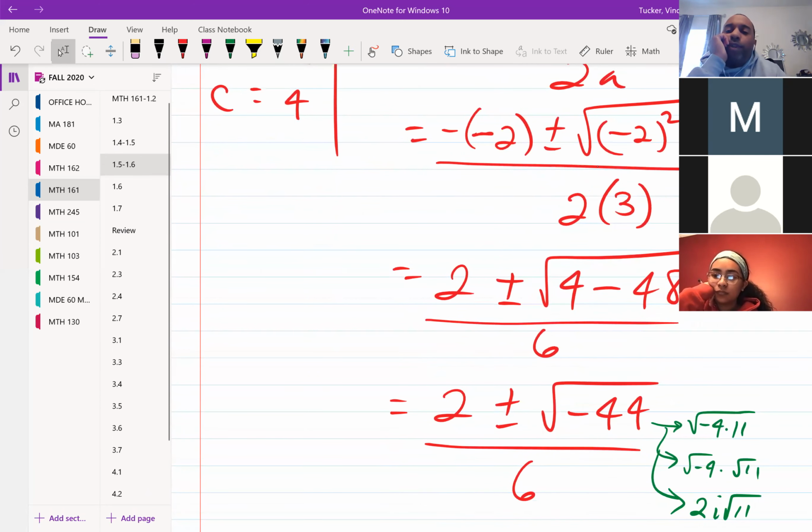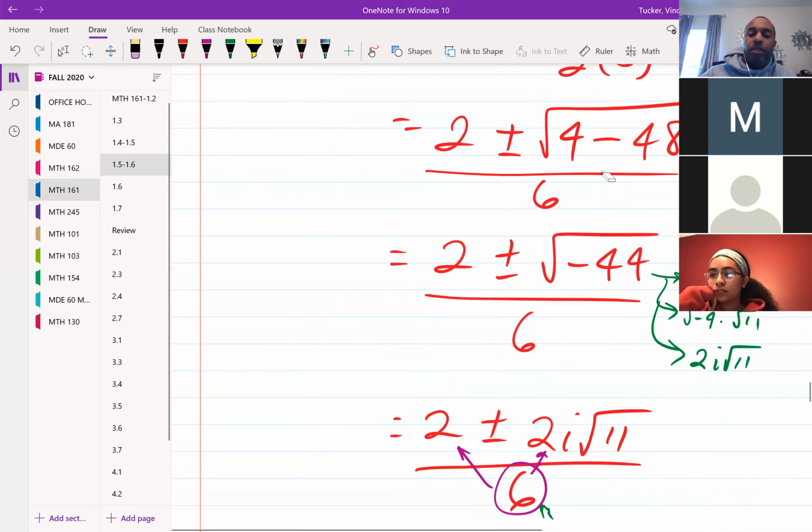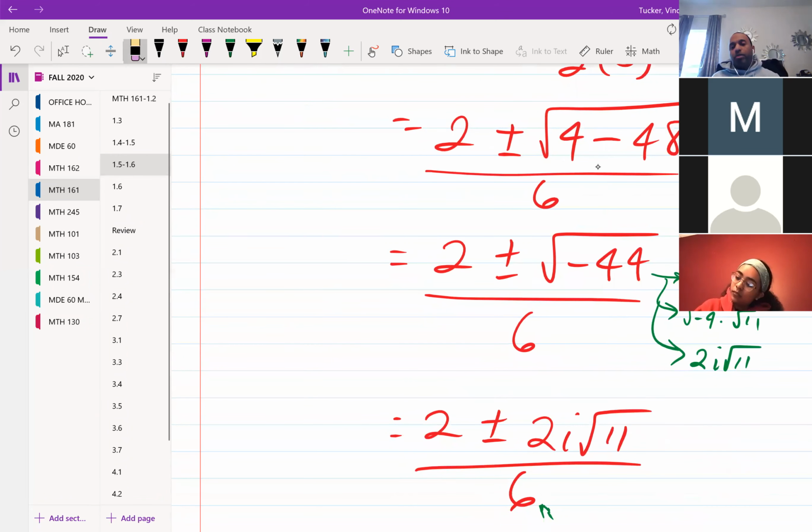So 4 minus 48 under the radical, we get -44. So I did a little breakdown right here of the square root of -44. You can break up that -44 into -4 times 11. Take the square root of -4 and leave the 11 under the radical. So the square root of -4 is 2i. So that'll take us here: 2 plus or minus 2i square root 11 over 6.